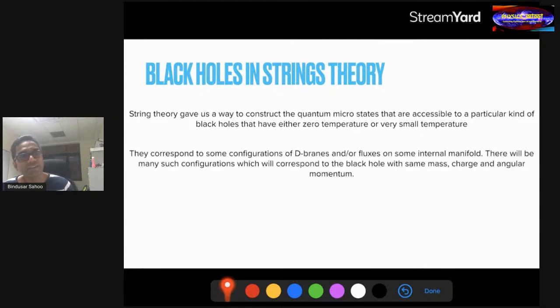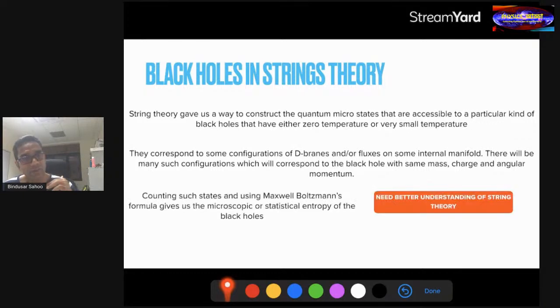These microstates are constructed in string theory using all the objects that are there in string theory, as I told you earlier. Like D-branes are there, and then the internal manifolds are there, and you can wrap these D-branes on some cycles of the internal manifolds, and then there can be fluxes, etc. There are many things which I'm not going to go into detail about, but you can actually construct the microstates of these black holes, and there will be many such configurations that correspond to the same black hole with the same mass, charge, and angular momentum. So these are basically the microstates that are accessible to the black hole.